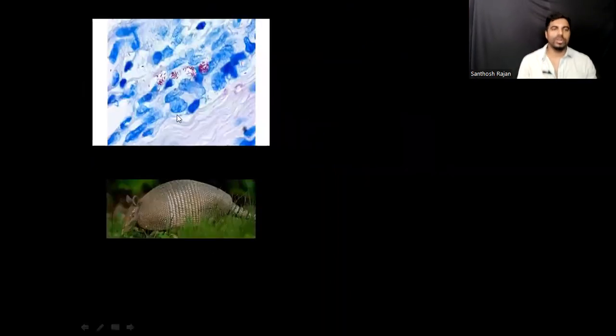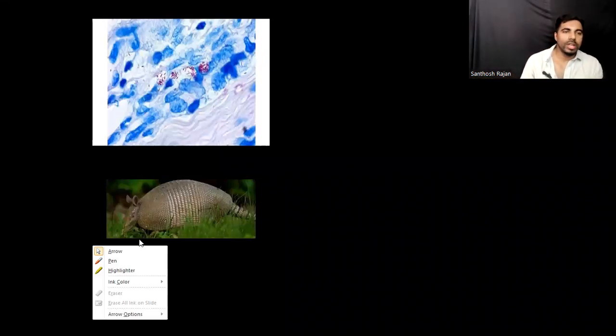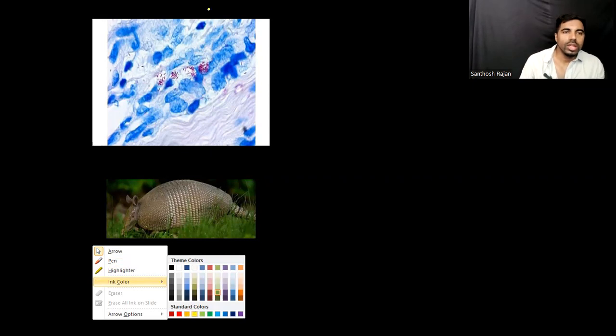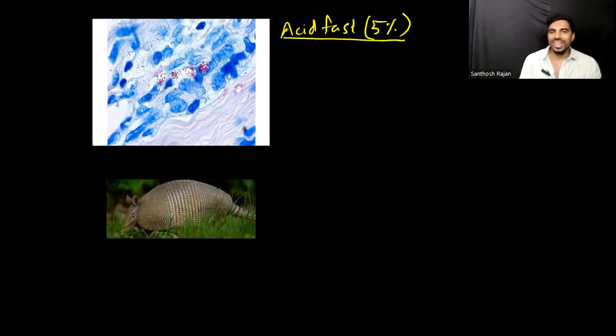Look at this picture. Now we are going to talk about Mycobacterium leprae. This is an acid-fast stain, where 5% H2SO4 was used. Here you see the red-colored bacilli, but look at the appearance.